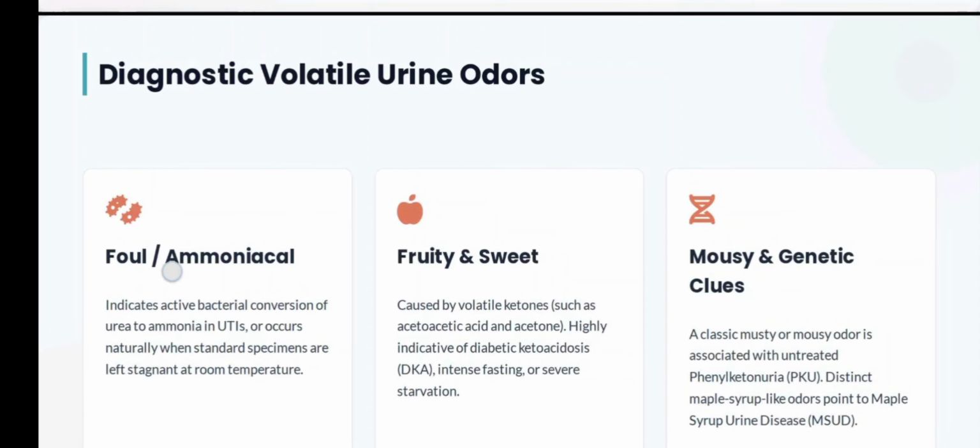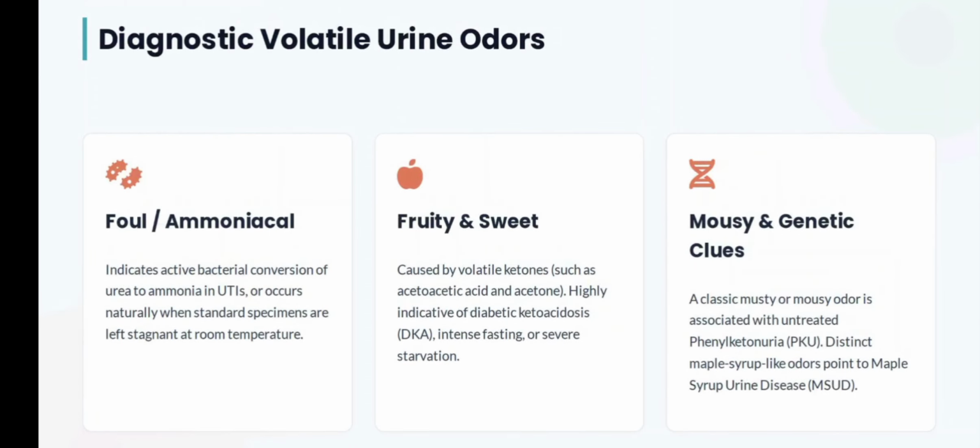Diagnostic volatile urine odors. Pungent or ammoniacal odor indicates active bacterial conversion of urea to ammonia in UTIs, or occurs naturally when standard specimens are left stagnant at room temperature. Fruity and sweet odor, caused by volatile ketones such as acetoacetic acid and acetone, is highly indicative of diabetic ketoacidosis, intense fasting or severe starvation.